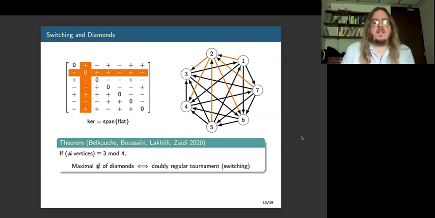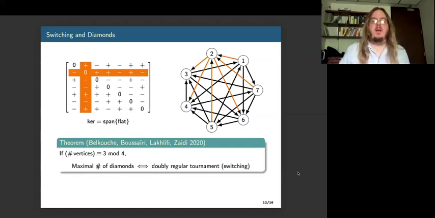It says if the number of vertices I have is 3 mod 4, and I have something called these diamonds, if I have a maximal number of them, whatever that means, then I'm switching equivalent to a doubly regular tournament, which is good enough for me. Now, this maximal number of diamonds is actually a number. So when the number of vertices is 3 mod 4, this is a function of the number of vertices. So I can check against it. I can check to see that I have this many. And this is like an invariant under switching.